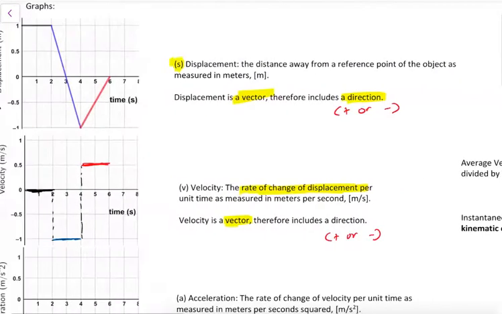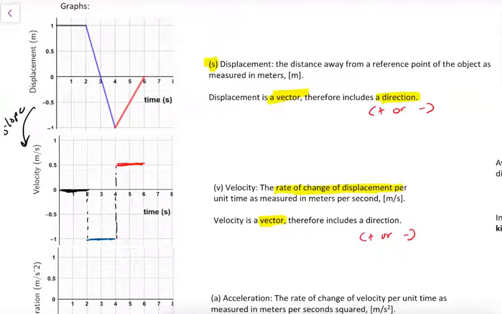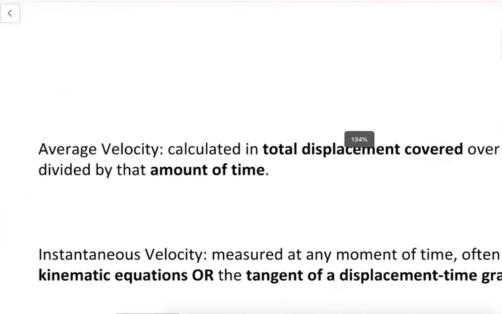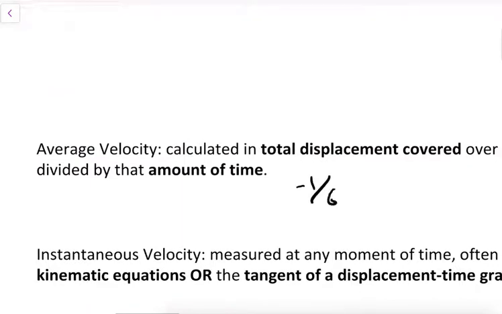So if I want to find the average velocity of this, I would think of this displacement time graph, and I would say, what is my total change in displacement? Well, I started right here, and I ended right here. So I would think of my average velocity as this dotted line that's connecting those two. That is my average velocity. And I would find that by taking my total displacement covered, which is -1, right? It went from 1 to 0 in 6 seconds. So my average velocity would be -1 over 6, -1 meter per 6 seconds. And that would be my average velocity.